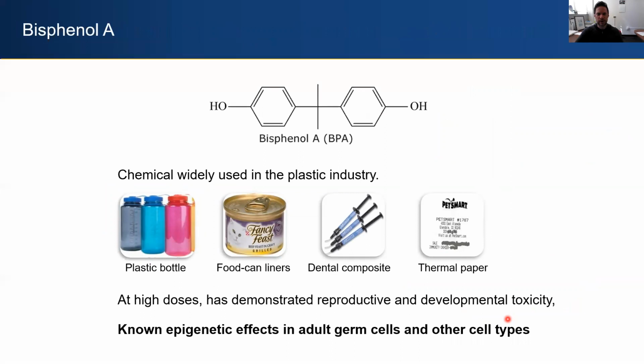In terms of chemical agents that we used, we focused very quickly on studies on BPA, Bisphenol A, which is widely used in the plastic industry. At high doses it is a clear reproductive and developmental toxicant, and also has been shown to alter the epigenome in many different contexts, including in germ cells. But until our work was published, we did not have solid proof that BPA by itself could cause transgenerational effects.